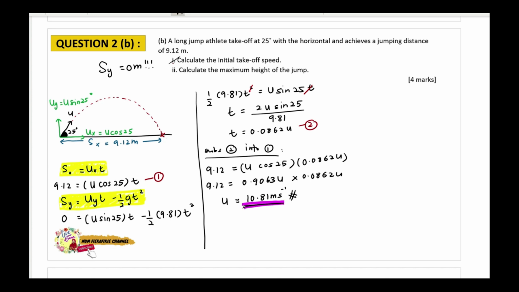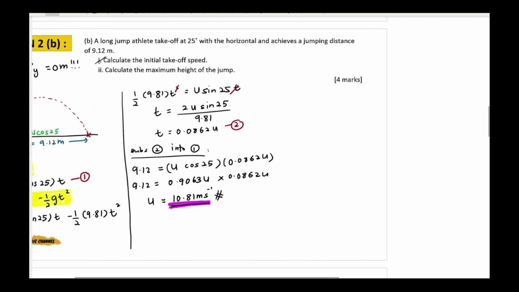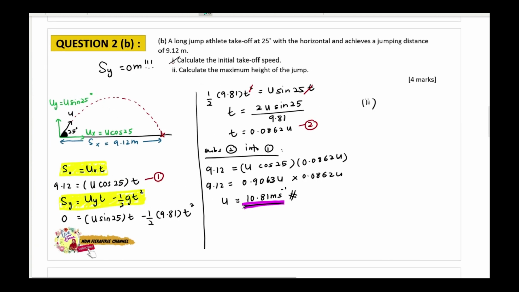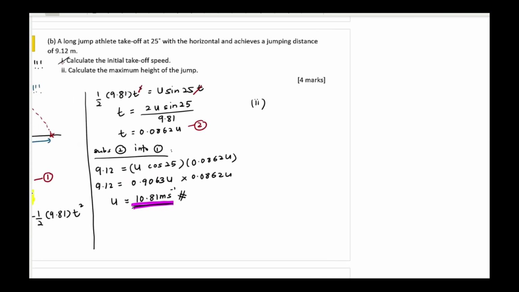And then, calculate the maximum height of the jump. So, we want to calculate the maximum height. And remember, okay, at maximum height dia kat mana? Sini. Kan, dari sini. Kan. So, at this point, remember, at this point, okay, Vy is equal to 0. At maximum height, Vy is equal to 0. Bukan Vx tetapi Vy. Okay. So, kita tulis dekat sini. At maximum height, okay, Vy is equal to 0. Therefore, okay, we can actually calculate Vy. We can use Vy squared equal to Uy squared minus 2G Sy.